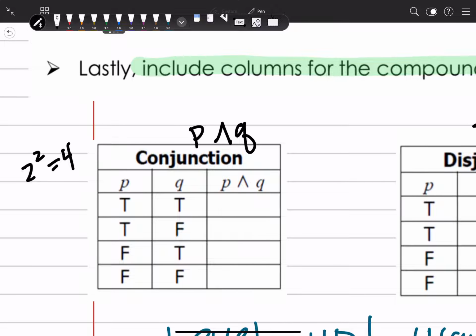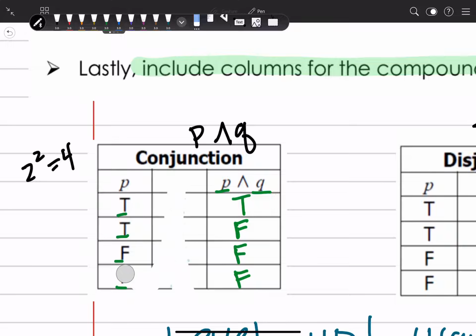Now remember, for conjunction, both things have to be true. So it's saying P has to be true and Q has to be true. Well, that's true here, so we're going to write true. Both statements are not true here, so we're going to write false. They are both not true, false. And these are both definitely not true, so that's false. And that's how you would do a conjunction.